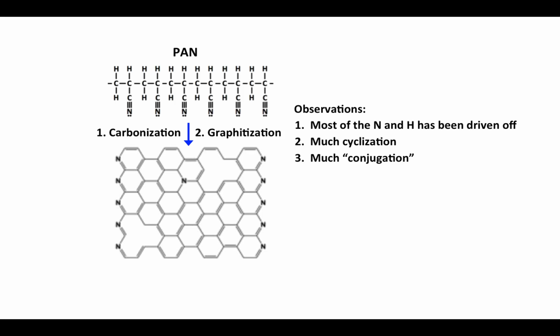Conjugation involves alternating single and double bonds, and we see that in many directions through this structure. For example, there is a single bond, a double bond, a single bond, a double bond, single bond, double bond, single bond, double bond, and single bond.